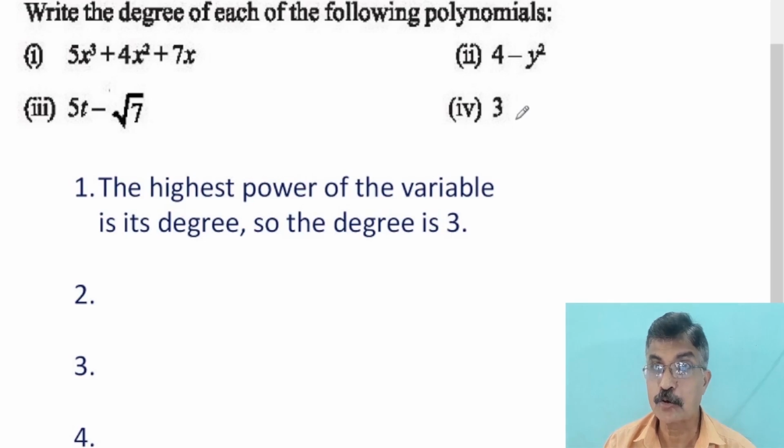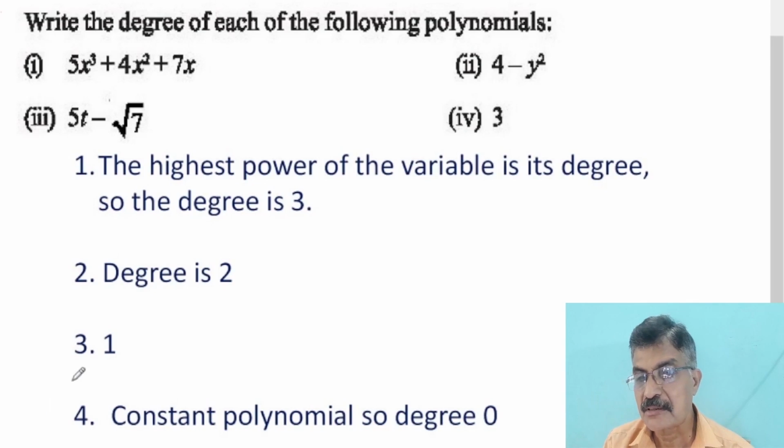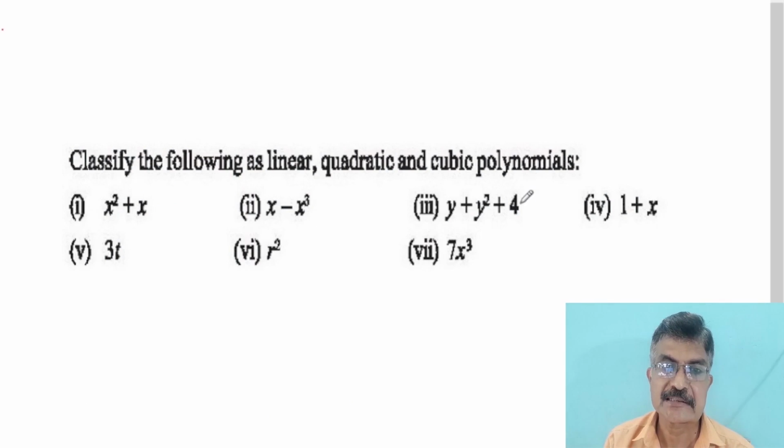The next one, 3, a constant polynomial. The variable used here may be x, y, z, whatever it may be, and its degree is 0: x raised to 0, y raised to 0, t raised to 0, whatever it may be. So the degree of a constant polynomial is 0. The answer of the second one is 2, the third one is 1, and the fourth one, a constant polynomial, has degree 0.